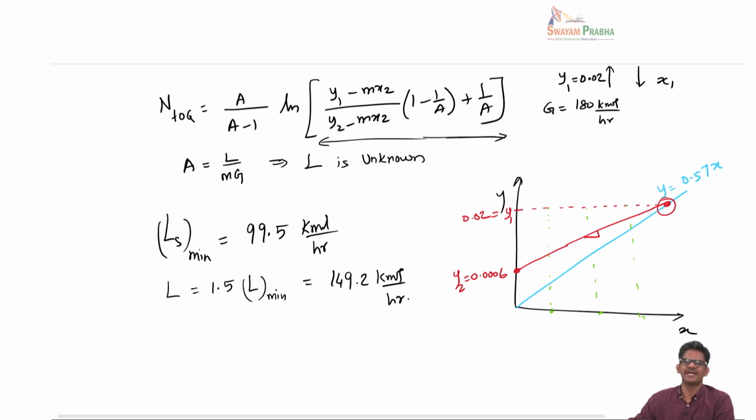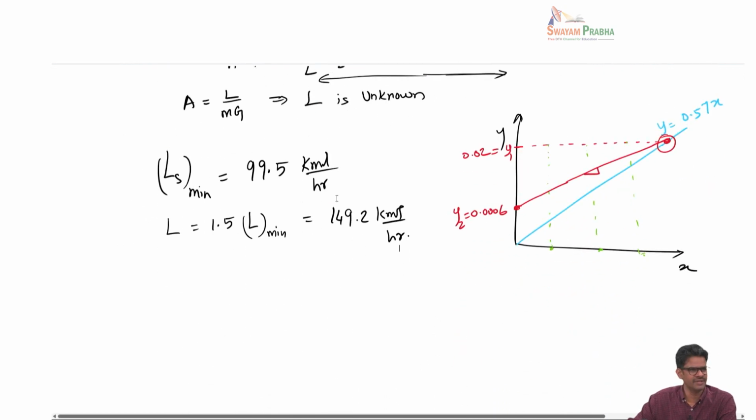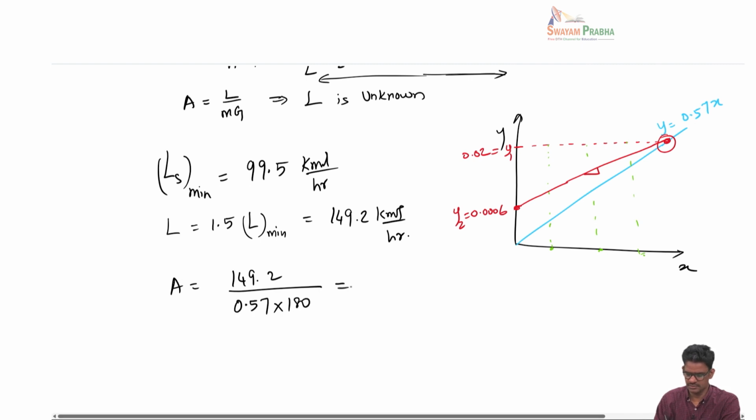Well, if you didn't care and you just said L is equal to G, you are still not too far off. G is 180 moles per hour and L is something like 150 mole per hour. Even if you say 180, it doesn't matter. It's a fair choice, if you don't care to do the LS minimum calculation. So now that I know L, now I can calculate A. So A is 149 by 2 by 0.57 into 180. So this comes out to be something like 1.45.